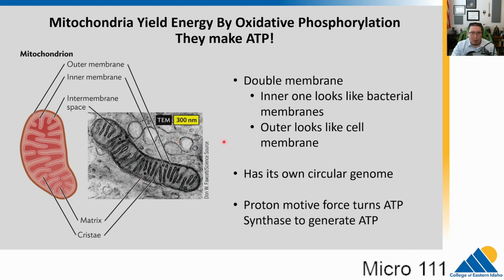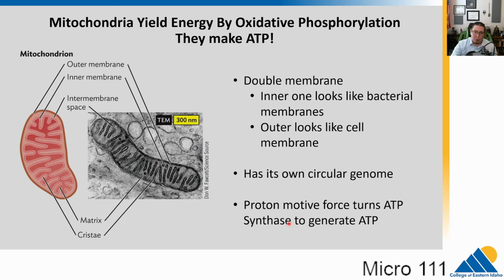So this is some good evidence: the double membrane, where the inner one looks like a bacterial membrane and the outer one looks like our cell's membrane. Great evidence. It has its own circular genome. Remember, bacteria had circular genomes. More evidence that endosymbiosis happened. And then finally, that proton motive force turns ATP synthase to generate ATP, just like it does in a bacterial cell.